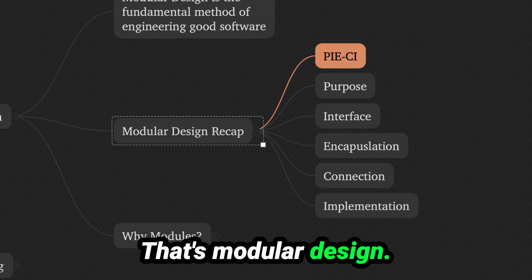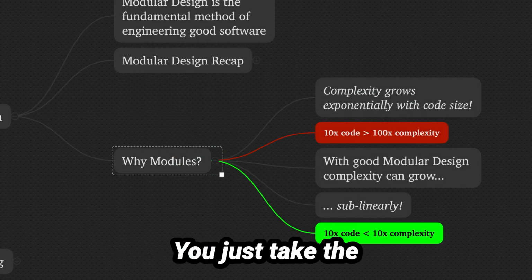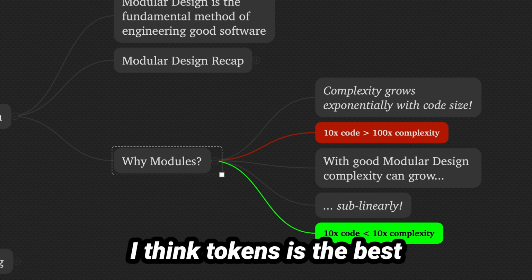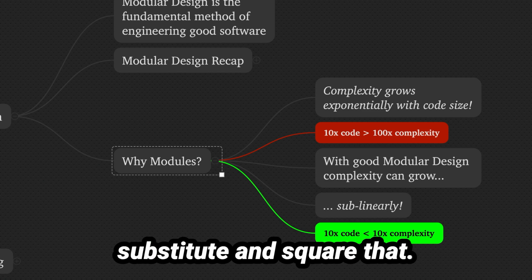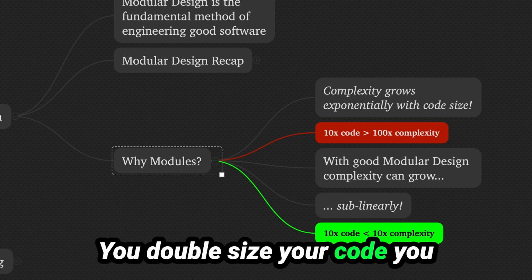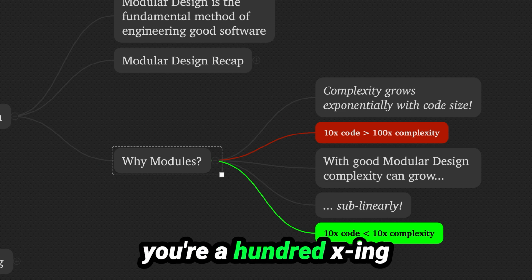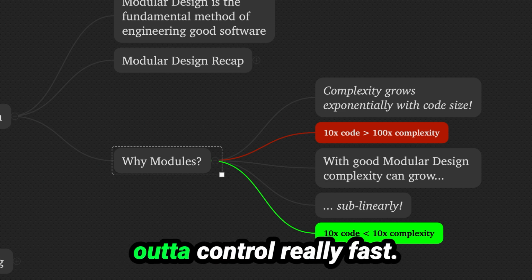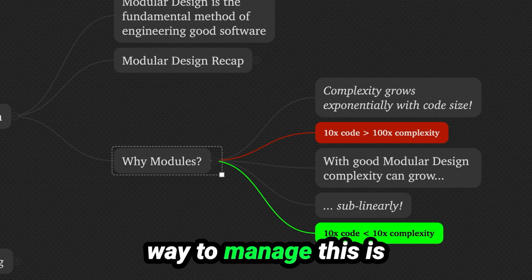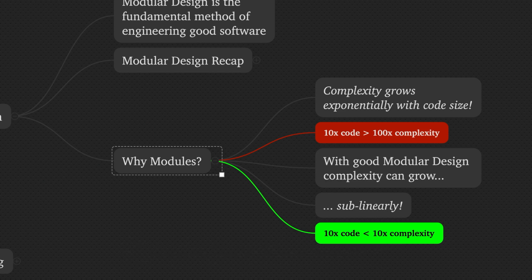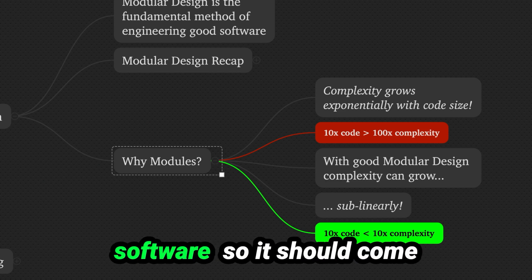That's modular design. The key thing is complexity normally scales exponentially with code size. You just take the size of your code. I think tokens is the best way to measure it, but lines of code is a good enough substitute, and square that. You double the size of your code, you quadruple the complexity. If you 10x your code, then you're 100xing your complexity, and it gets out of control really fast. The only way to manage this is through good modularity.